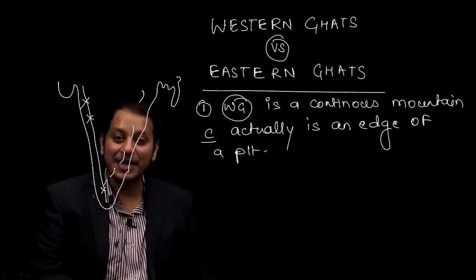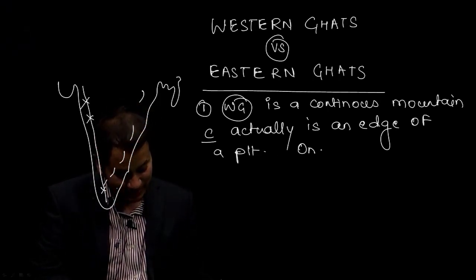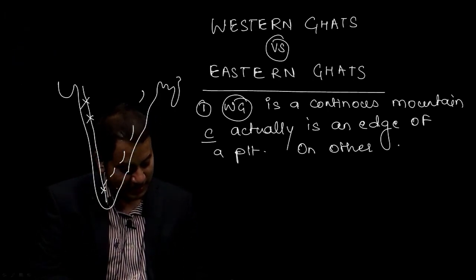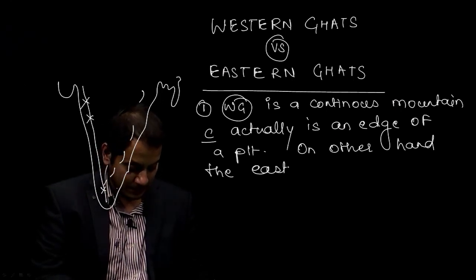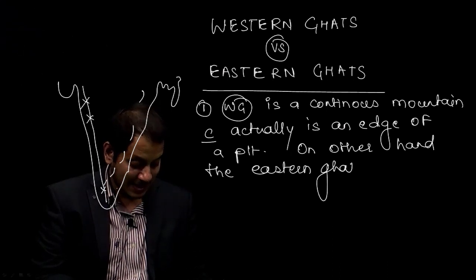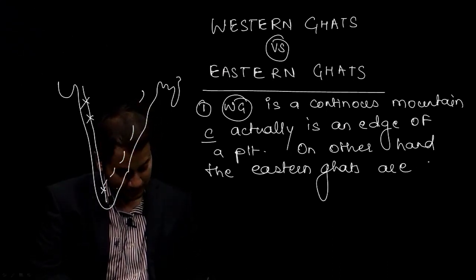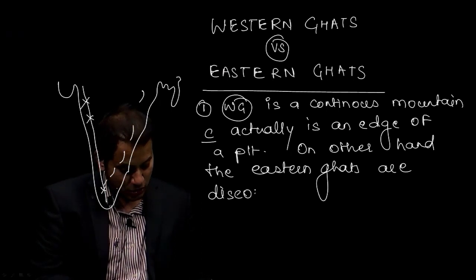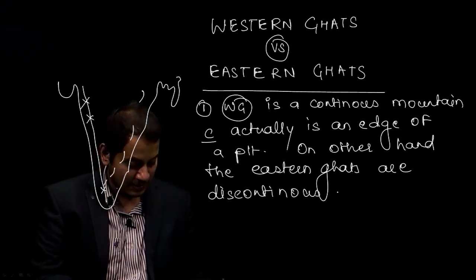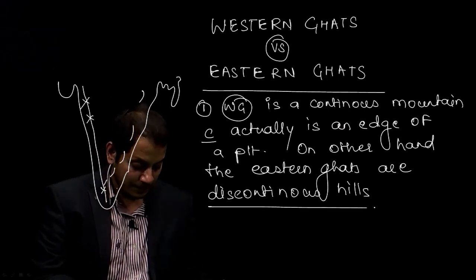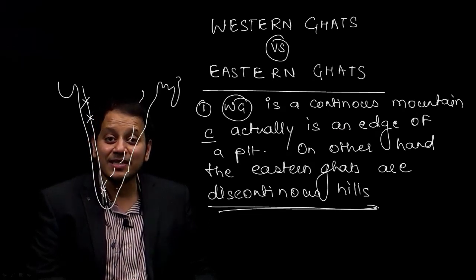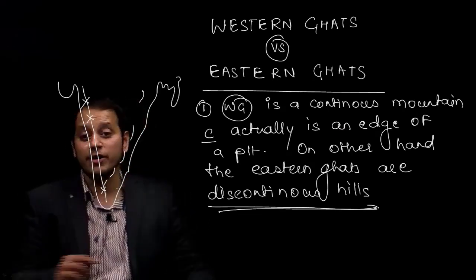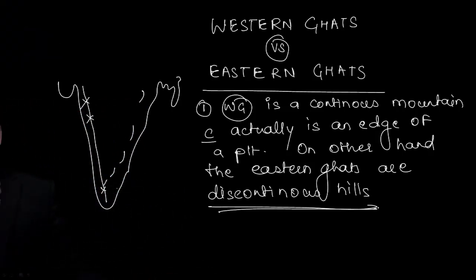On the other hand, the Eastern Ghats are discontinuous hills. So one is the edge of a plateau, which looks like a continuous mountain. The other is in the form of discontinuous hills. That is the first point of difference. You can see here on the map how the Eastern and the Western Ghats look.